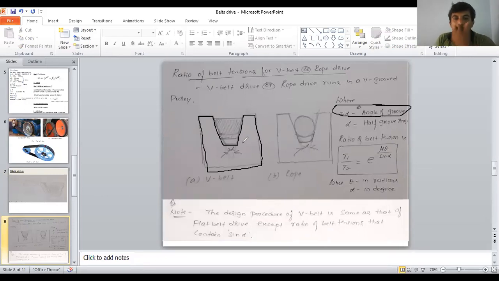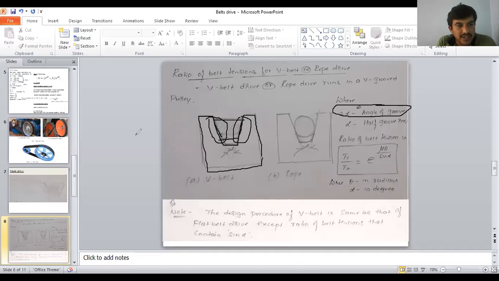Again, what type of belt do we use in the V belt drive? A belt with a trapezoidal cross section. Now, how is the power transmitted from the driver pulley to the driven pulley? The belt is wrapped over the grooved pulley, and the contact takes place at the sides. In the flat belt drive, the contact takes place on the surface of the flat pulley, right?